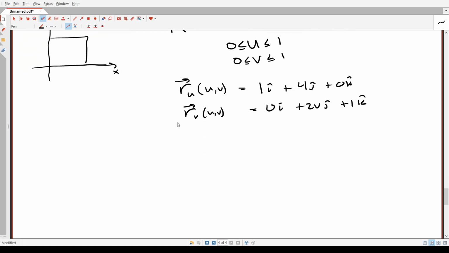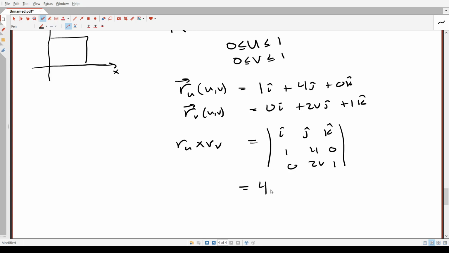And then I do the cross product, ru cross rv. It's i j k. So we're going to have 1 4 0, 0 2v 1, which gives me, so I cross this out, I get 4 minus 0. And then cross this one out, I get 1 minus 0. And then cross this one out, I get 2v minus 0. And minus 0, so that's just 2v. Okay.